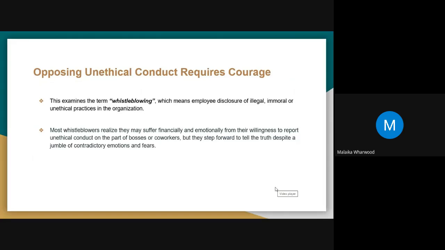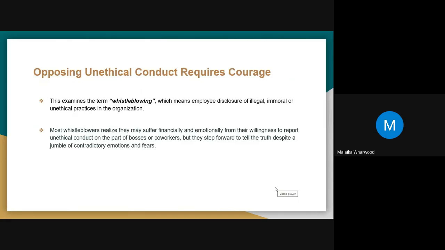Opposing unethical conduct requires courage. This examines the term whistleblowing, which means employees' disclosure of illegal, immoral, or unethical practices in the organization. Most whistleblowers realize they may suffer financially and emotionally from their willingness to report unethical conduct on the part of bosses or coworkers, but they step forward to tell the truth despite a jumble of contradictory emotions and fears.